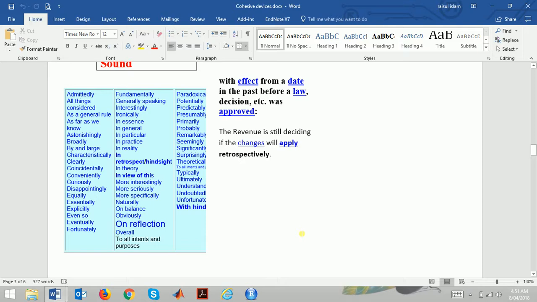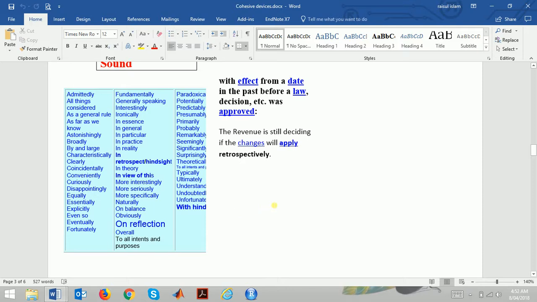retrospect, or in hindsight, which means that if I look back, I should have done things better. Or, although if I look back, whatever seemed right then might not be right now. In theory, in view of this, well. We use in retrospect or in hindsight when we could have done things better in the past or we should have been concerned in the past, because in the past something seemed alright.